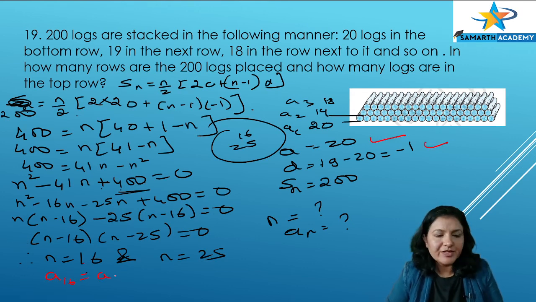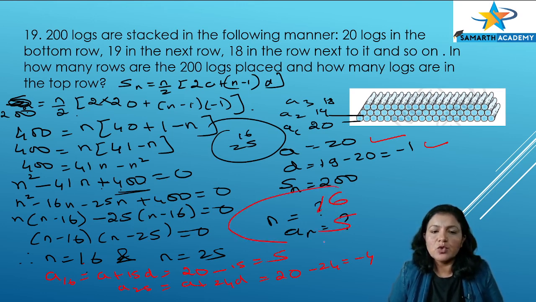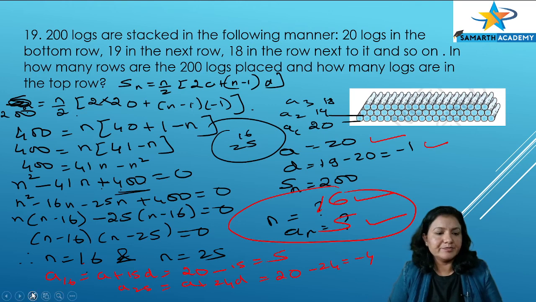So a16 is a plus 15d, which is 20 minus 15, we get 5. a25 is a plus 24d, which we get negative. 20 minus 24 is minus 4. So the correct answer is n is equal to 16 and an is equal to 5. So the number of logs in the top row will be 5 and the number of rows will be 16.